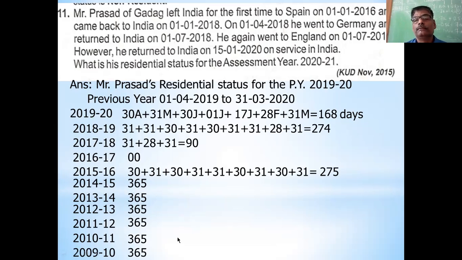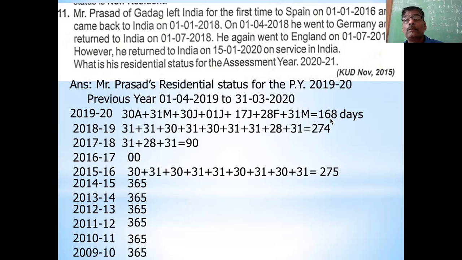Now come to the decision. You see here in the previous year 168 days, he fails to satisfy the first basic condition. First basic condition not satisfied. Then you see the second basic condition. What is the second basic condition? He must be in India for 60 days in the previous year. It is satisfied. 60 days, more than 60 days, satisfied.